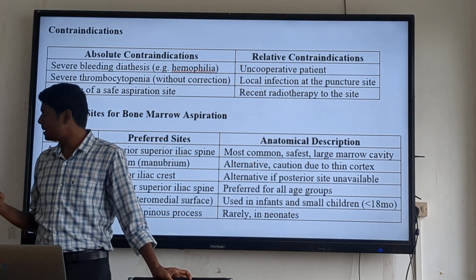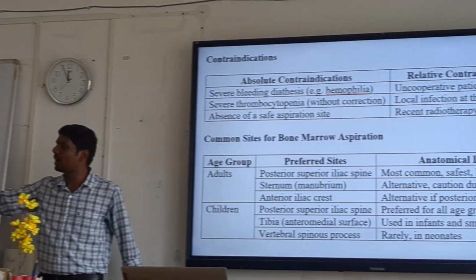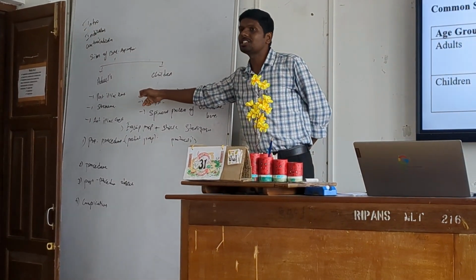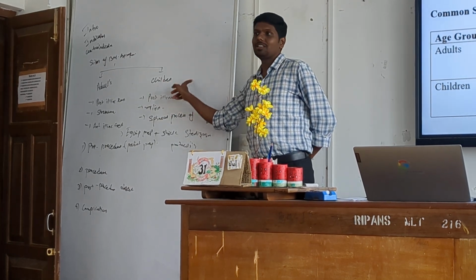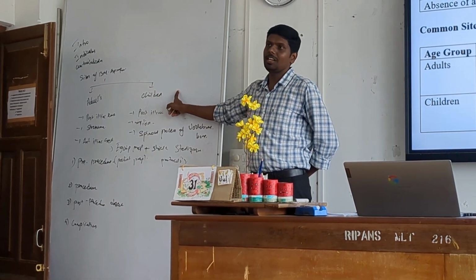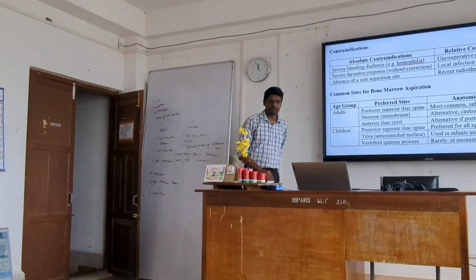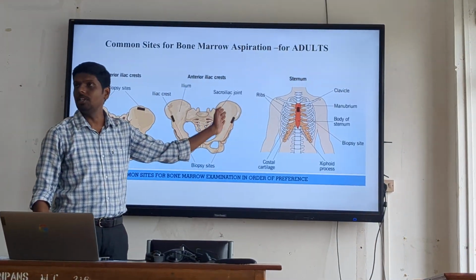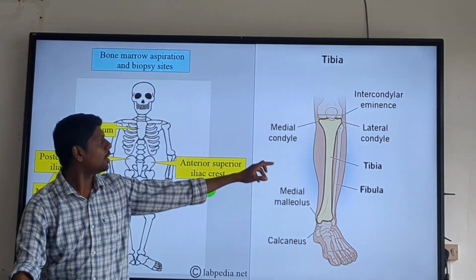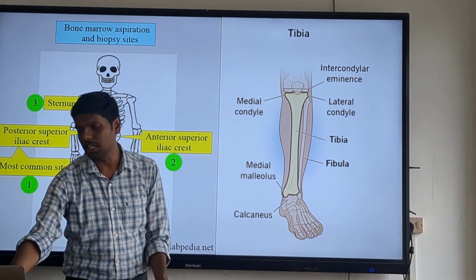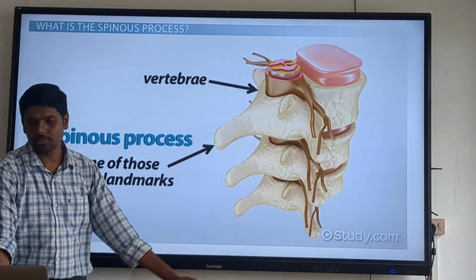Then we discussed common sites for aspiration, common sites for adults and children. In adults, we have the posterior iliac crest, anterior iliac crest, and sternal bone. In children, we have the tibia bone, posterior iliac crest, and one more. What is it? The spinous process of the vertebrae. The same thing we saw: anterior and posterior iliac crest, sternum, then the tibia bone on the upper portion of the tibia. We can color it for children, and we also discussed the spinous process of the vertebra.